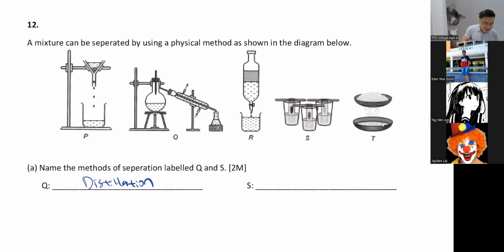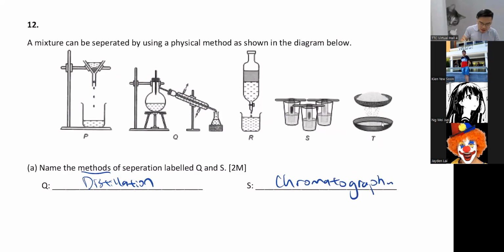All right, they want the method, not the thing. Okay, the method is called distillation. This is how you get distilled water, which is your pure water. You know it's distilled water, right? Distilled water is plain water lah, 100% clean water. And then what is S? What is S? This thing is called chromatography.